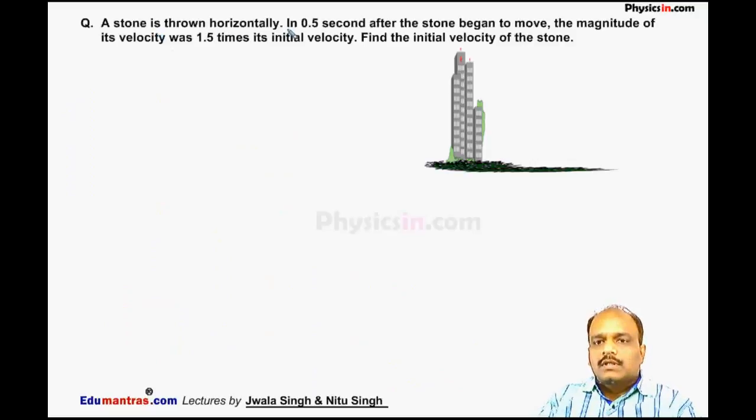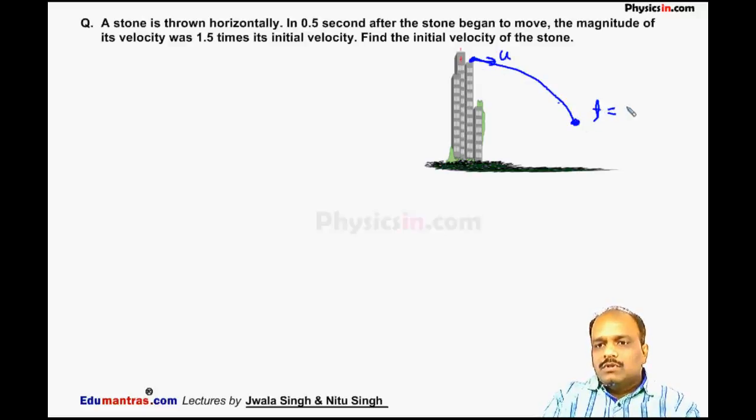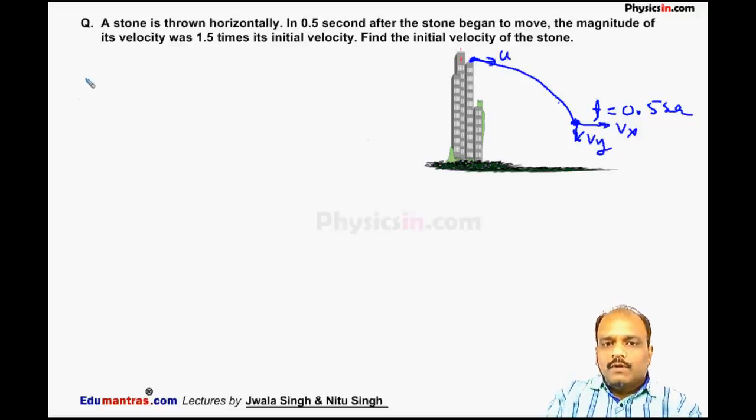A stone is thrown horizontally. In 0.5 second after the stone began to move, the magnitude of velocity was 1.5 times its initial velocity. Find the initial velocity of the stone. Now let the stone be projected from here with some speed u. So this particle will move like this. At t is equal to 0.5 second, this is our vx, this is vy, and we know vx is equal to ux.